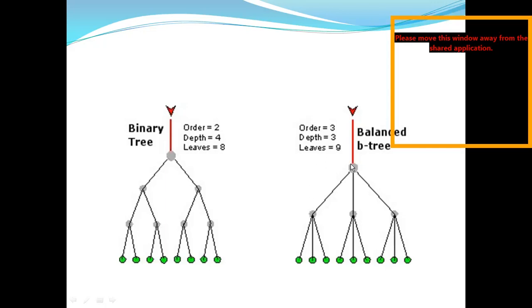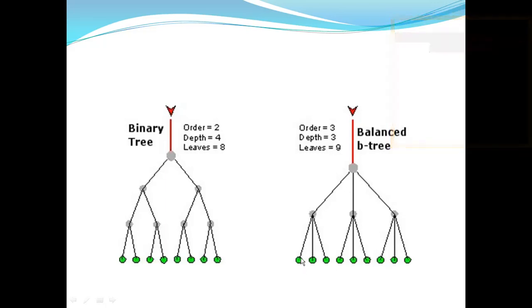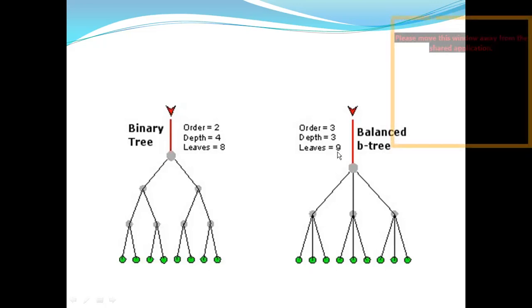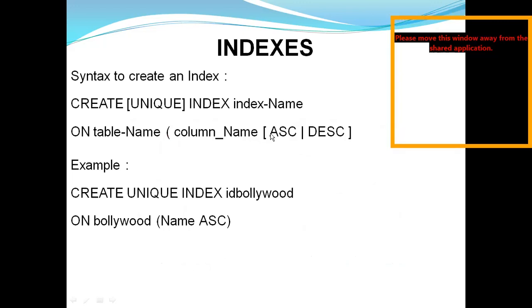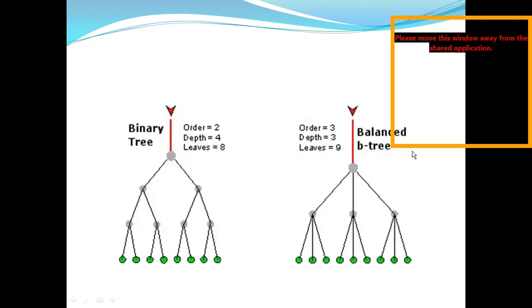This is the root. We have a 1, 2, and 3 depth. So 3 order. Same way, depth is also 3, 1, 2, and 3. And every depth has a 3 leaf. So leaves are 9. So totally balanced. So this is the difference between the binary and balanced tree. Very simple here. Now, this is just for the understanding purpose what the balanced tree is.